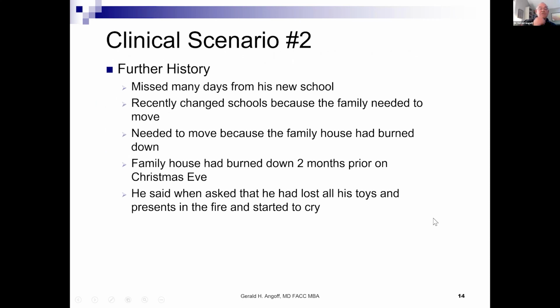Okay, so further history. He missed many days from his new school. He had recently changed schools because the family needed to move, and they needed to move because the family house had burned down. The fire was 2 months ago, the duration of the symptoms, on Christmas Eve. When asked, he said he lost all of his toys and presents in the fire, and he started to cry.